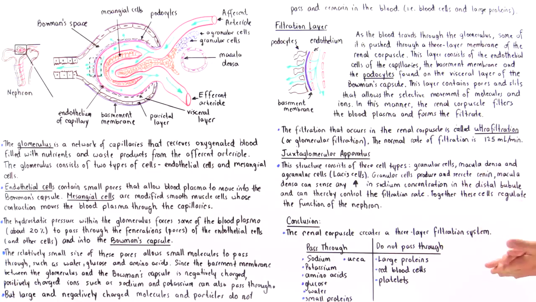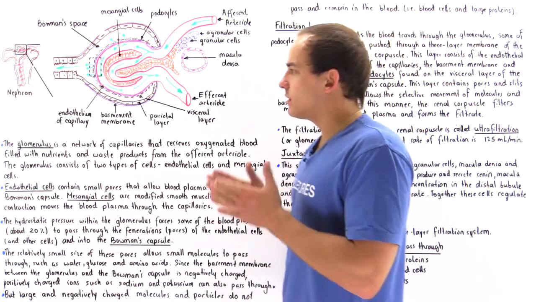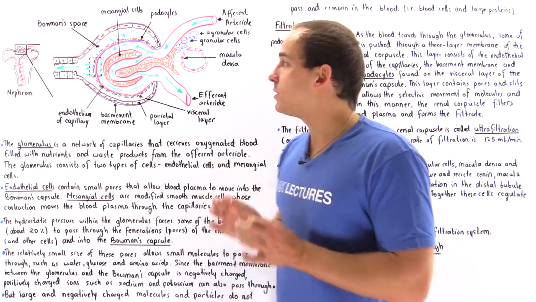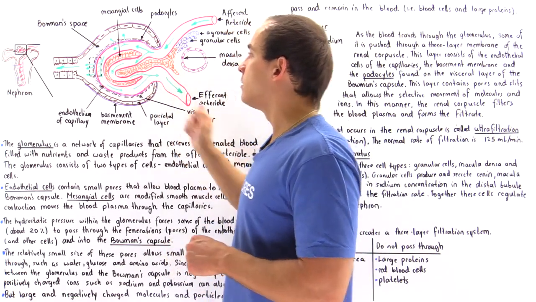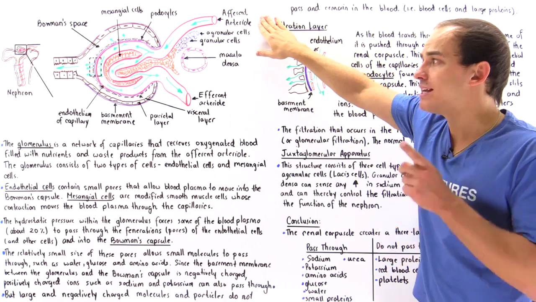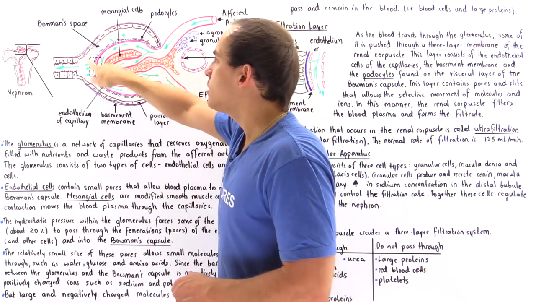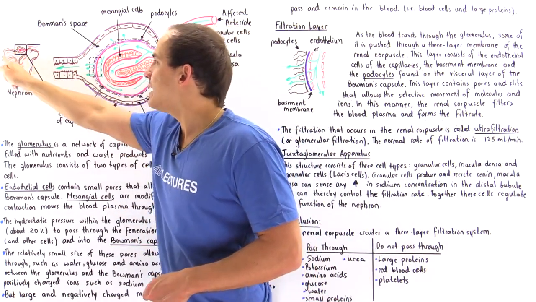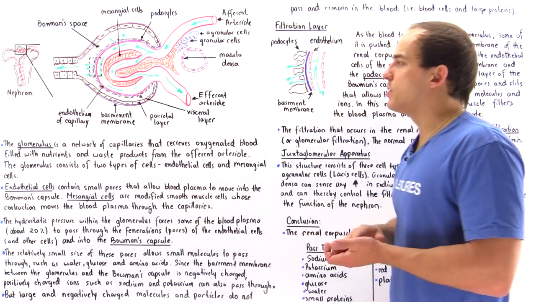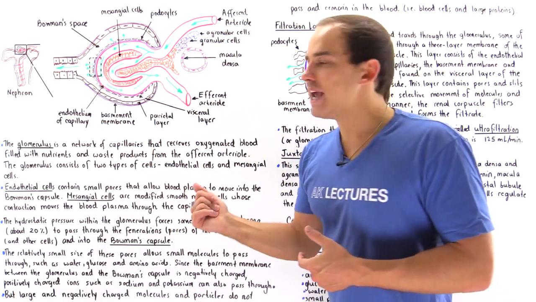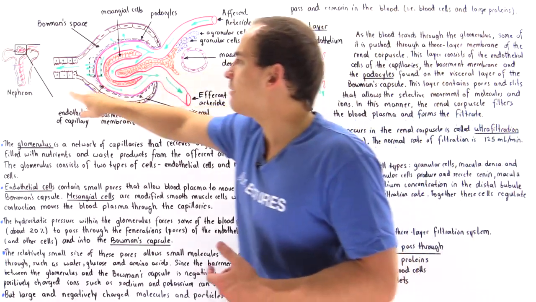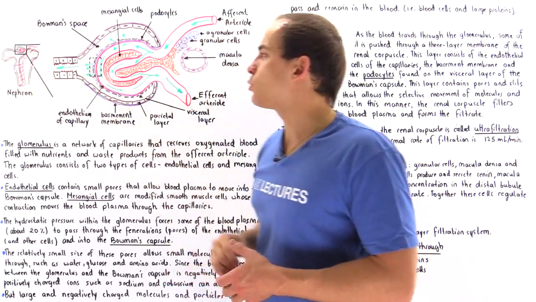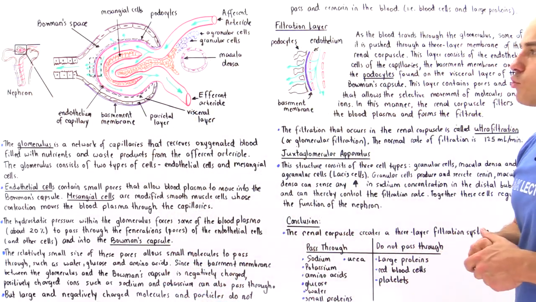So let's summarize our discussion of the renal corpuscle. So we see that the renal corpuscle is involved in filtering our blood. About 20% of the blood that enters the glomerulus through the afferent arteriole is actually filtered into the Bowman's space and travels into the proximal convoluted tubule of our nephron. The other 80% basically leaves via the efferent arteriole and travels to the second capillary network system known as the vasa recta.